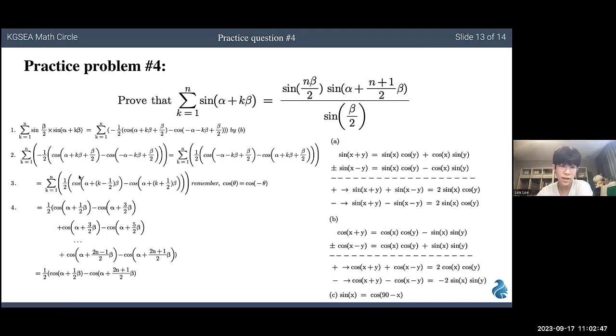Then if we substitute k as 2 there, we can see that cosine alpha plus 3 over 2 beta minus cosine alpha plus 5 over 2 beta is required. And we can see that this term here and this term here both cancel. This canceling goes all the way until we set k as n, where that means that cosine alpha plus 2n minus 1 over 2 times beta minus cosine alpha plus 2n plus 1 over 2 beta is required.